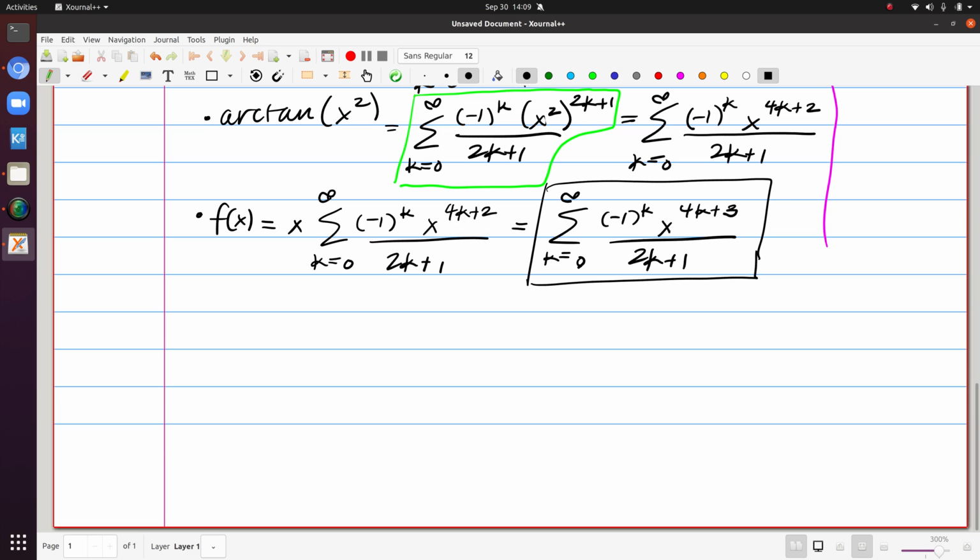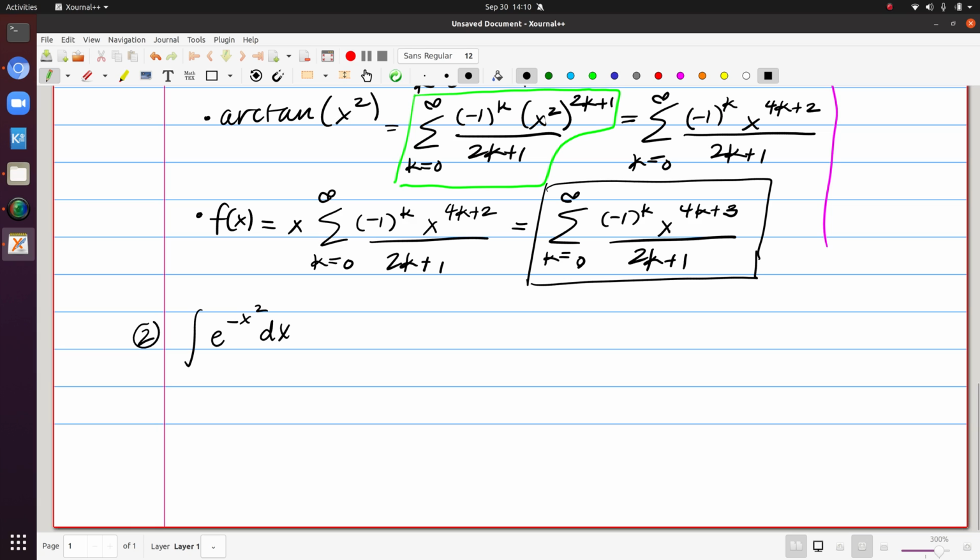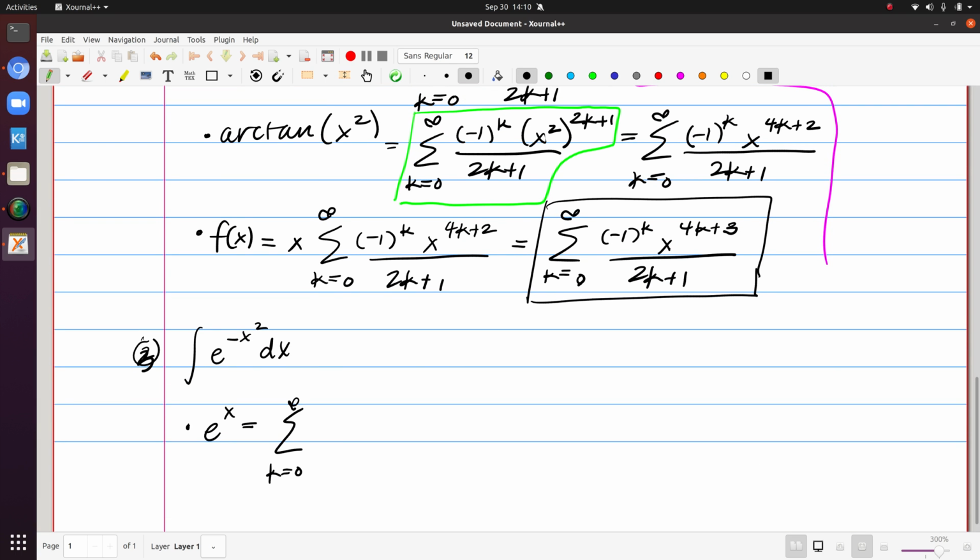So if I have another example, let's look at the antiderivative of e to the minus x squared. So again, what I can start with here is e to the x. E to the x has Taylor series, I guess this is actually example 3, has Taylor series the sum from k equals 0 to infinity of x to the k over k factorial.